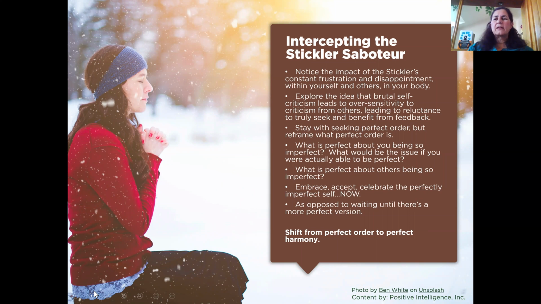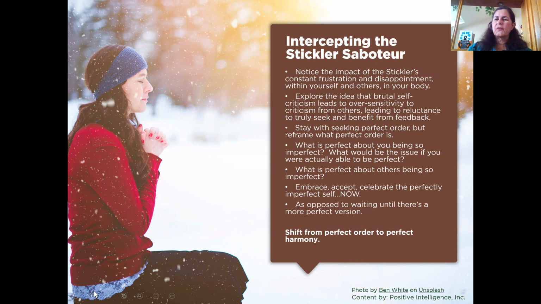So another way to intercept the stickler saboteur is to notice the impact of the stickler's constant frustration and disappointment within yourself and others in your body. Explore the idea that brutal self-criticism leads to oversensitivity to criticism from others, leading to reluctance to truly seek and benefit from feedback. Stay with seeking perfect order if you'd like, because it is beautiful, but reframe what perfect order is. What is perfect about you being so imperfect?